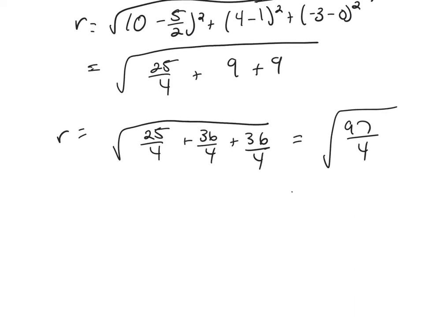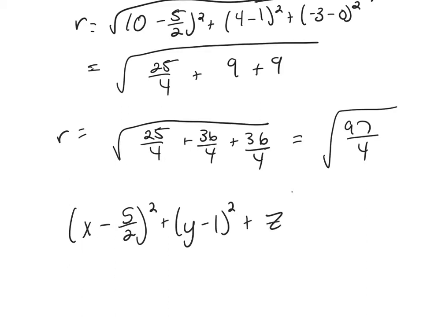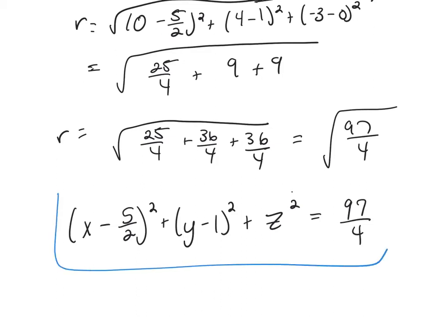So we're ready to write the equation of our sphere. Now that we have the center and the radius, we're going to go back to our standard equation there. So it's x minus your center, 5/2 squared, y minus 1 squared, and then it's z minus 0. So I'm just going to write z squared equals r squared. And if you square r, it's just going to get rid of the square root. And there's my standard equation for this sphere.